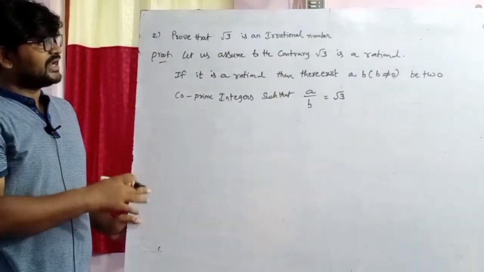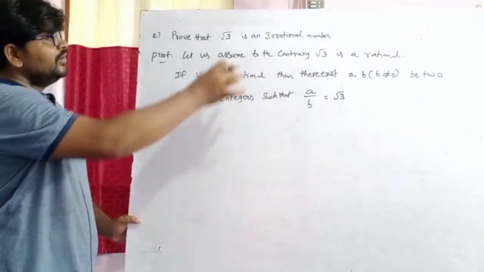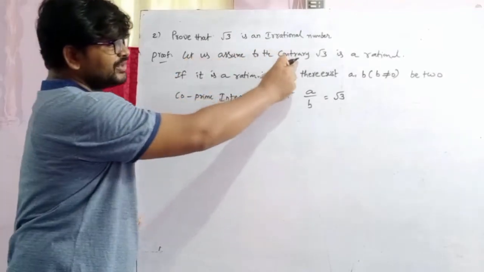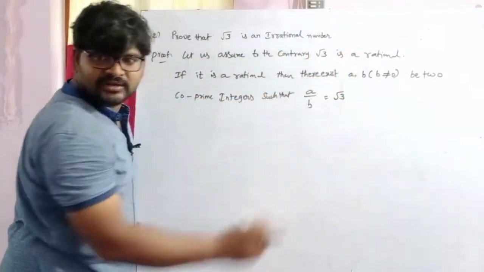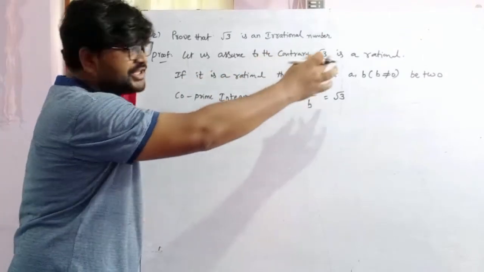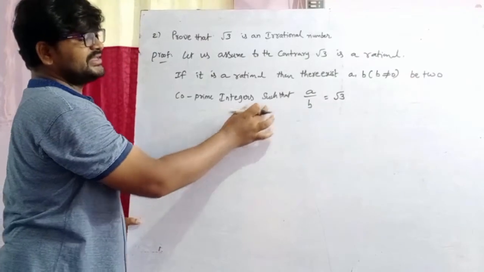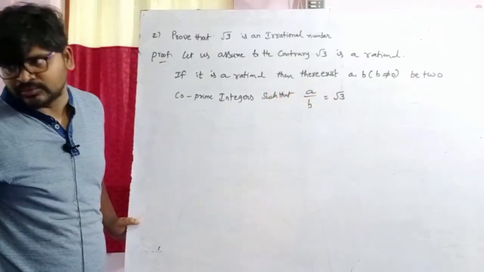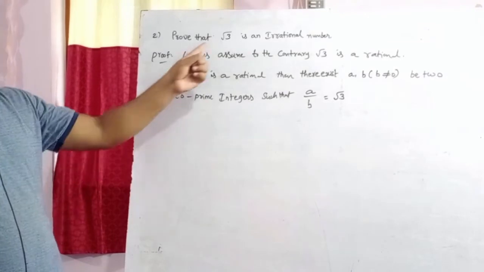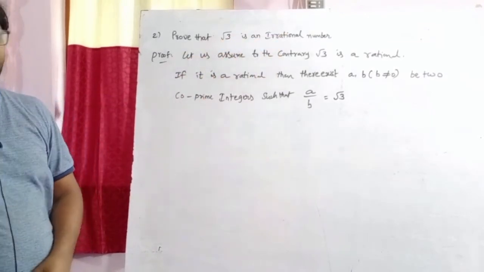In the previous class, prove that root 2 is an irrational number. Let us assume to the contrary, root 2 is a rational. If it is a rational, then there exist a, b, b not equal to 0, two co-prime integers such that a by b equals root 2. But here, prove that root 3 is an irrational number.